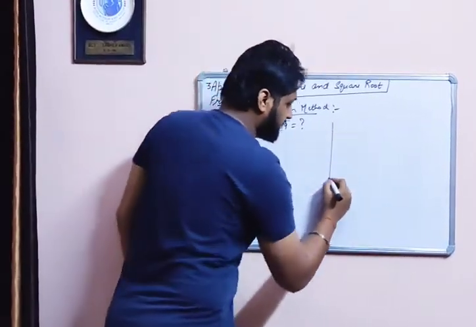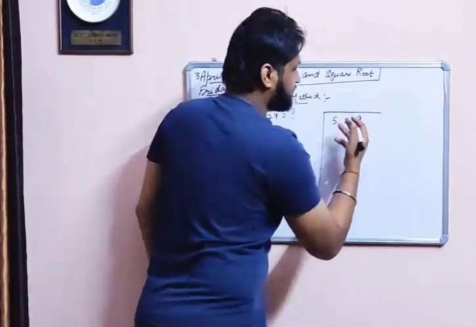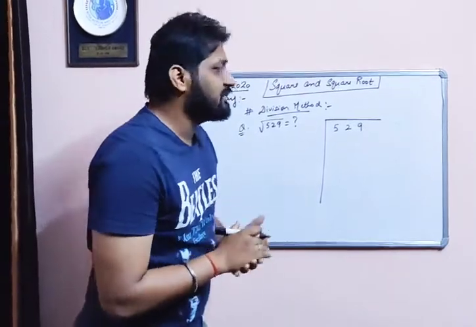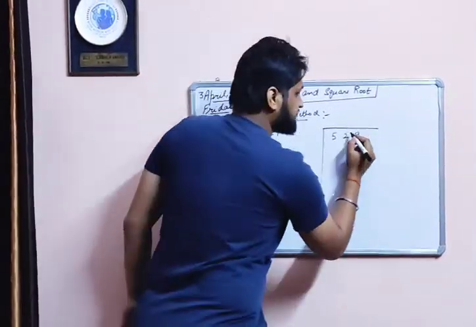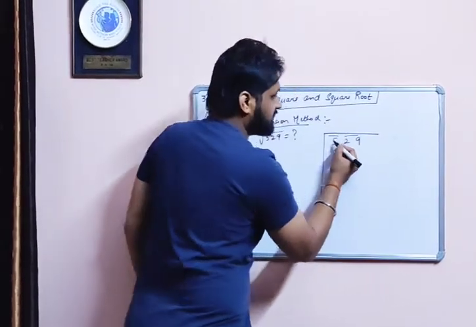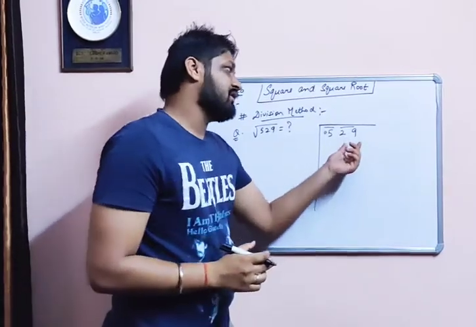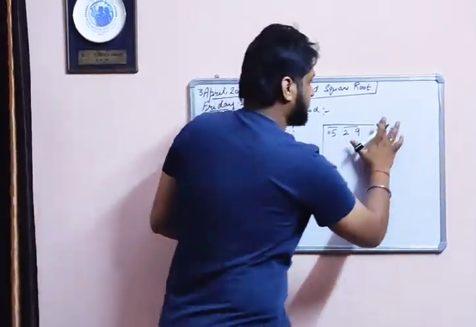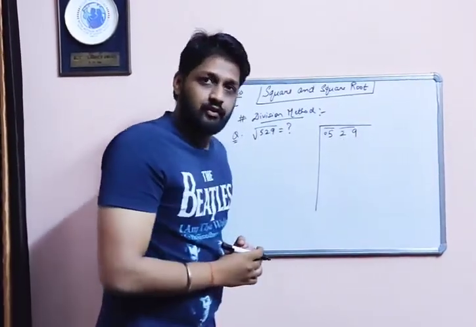See this method. This is how we have to do it. We have to write like this, and now see this step by step. First of all, we have to make pairs from the right hand side, pairs of 2. How can we make this a pair of 2? If we write a 0 here, this is a pair of 2 and this is a pair of 2. Now the first pair is 05 and the second pair is 29.